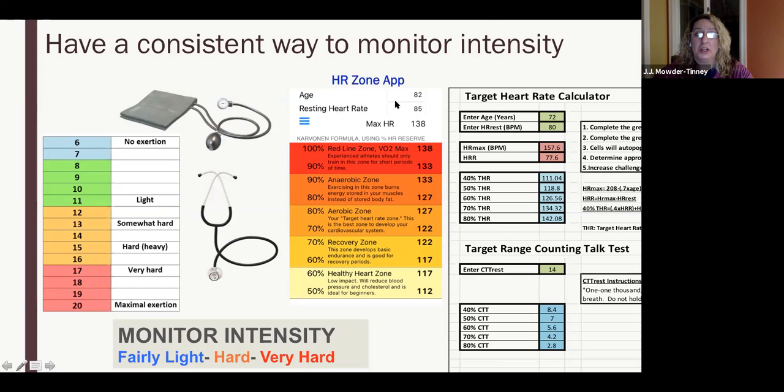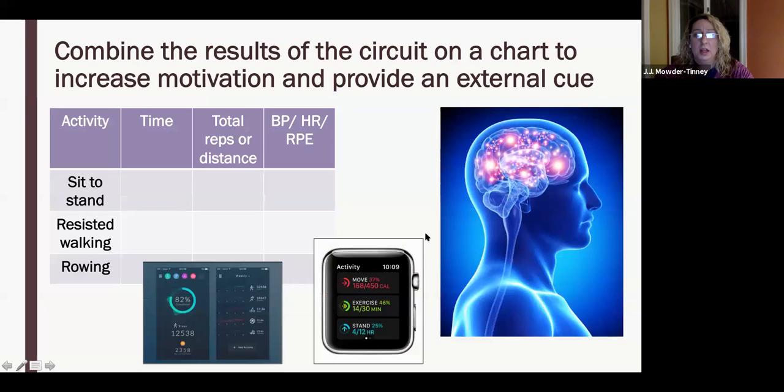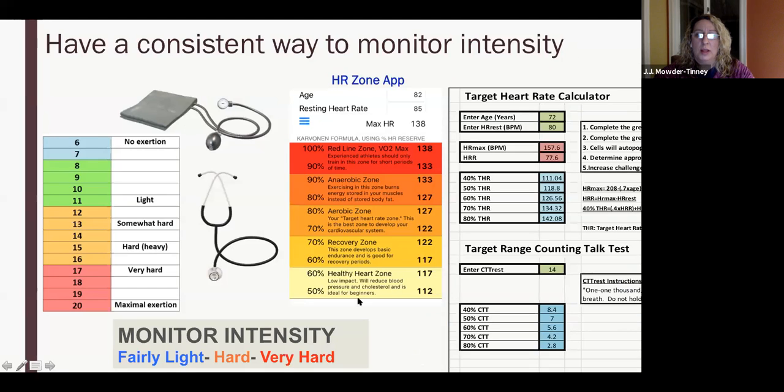But it's really cool because you can put the age and resting heart rate in, and then you have your max heart rate, and then you have your percentages using the Karvonen formula. And so that can be really helpful, because that's the one thing from the research that is consistent. We're not really pushing them and keeping them in that zone.